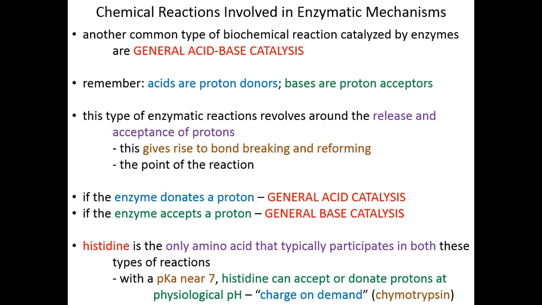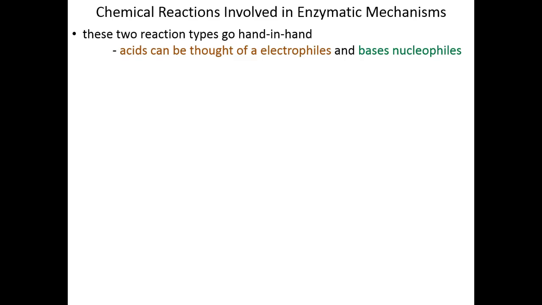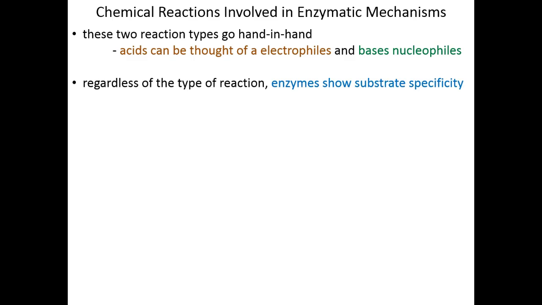With its pKa near 7, histidine can act as a proton donor or acceptor on demand, and we talked about that very early in the course when we went over acids, bases, and buffers. So these two reaction types go hand in hand. Acids can be thought of as electrophiles, bases can be thought of as nucleophiles, and so when we give up a proton, we've created something that's hungry for a new bond and it's reactive. When we've accepted a proton, we've satisfied a reactive group and made it quiet. So we can control the reactivity and the attacks that we observe by stealing and giving protons respectively.